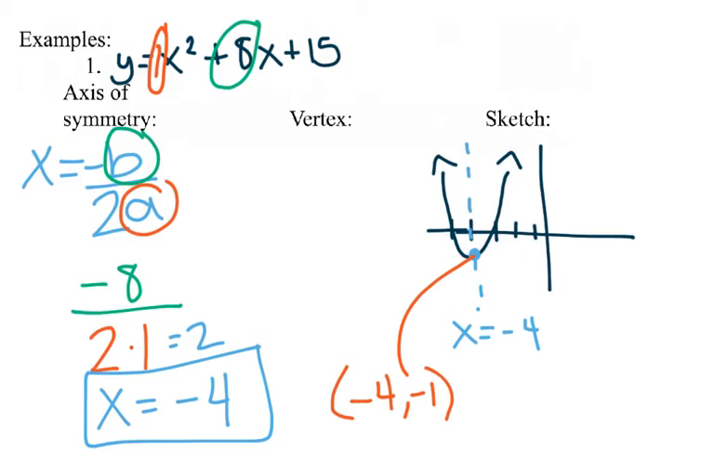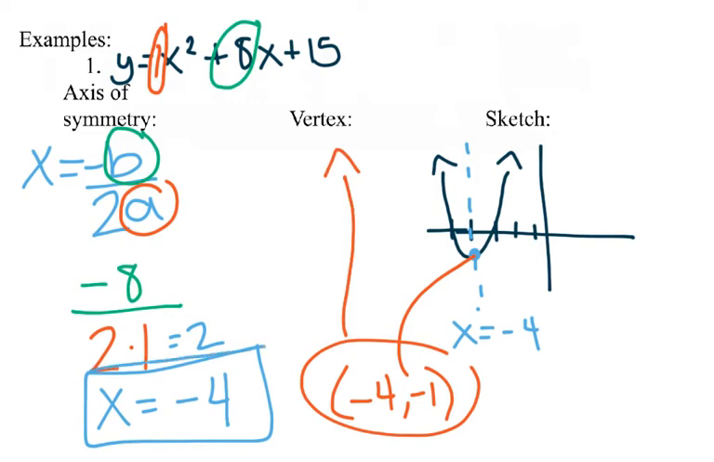And notice how I'm writing these. The vertex is always a coordinate point. The axis of symmetry is always x equals a number. So that's the difference between those. Sometimes I'll say, tell me what the vertex is, and people will say 4. That's not a coordinate point. It needs to be x, comma, y in parentheses.